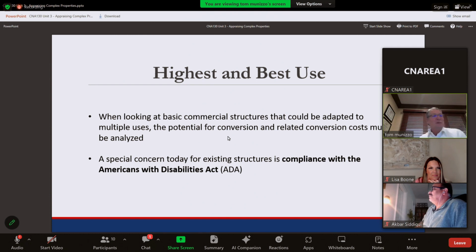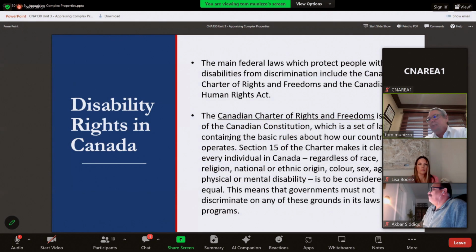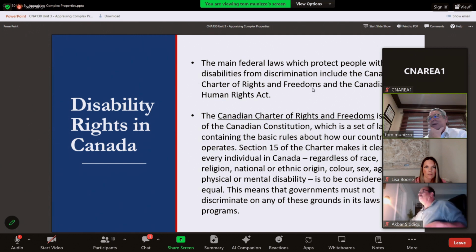Okay, well, maybe that's a question we can find out later on. But this is the one I said is specifically tailored for folks with disabilities to make sure they have full access and use of the property. Oh, let's see here. Oh, you have something else. These are the main federal laws which protect people with disabilities from discrimination: the Canadian Charter of Rights and Freedoms and the Canadian Human Rights Act.